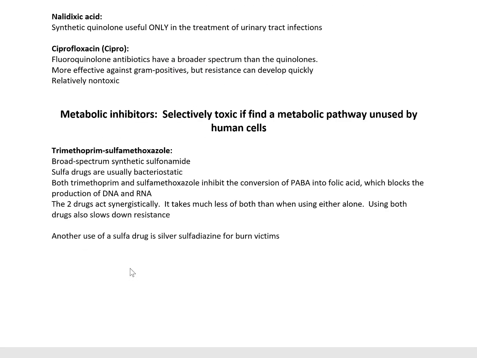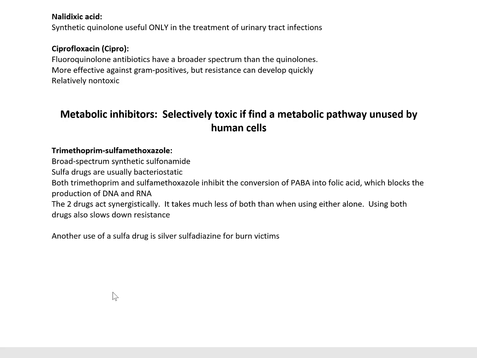Okay, last one here is the metabolic inhibitors. When you look at the anti-metabolites or the metabolic inhibitors, you're usually going to see chemo drugs, right? Chemo drugs and immunosuppressive drugs do this. But here's an example of where we can use this with bacteria.